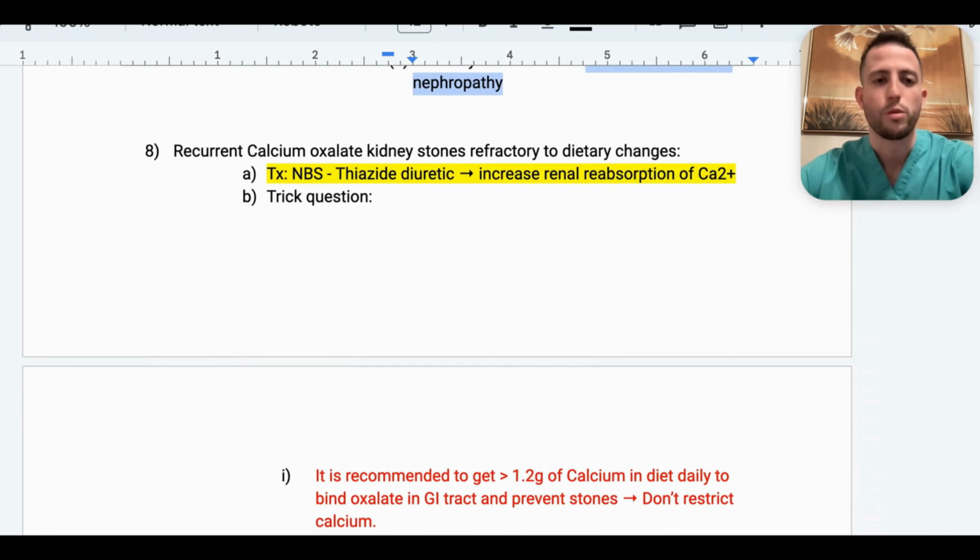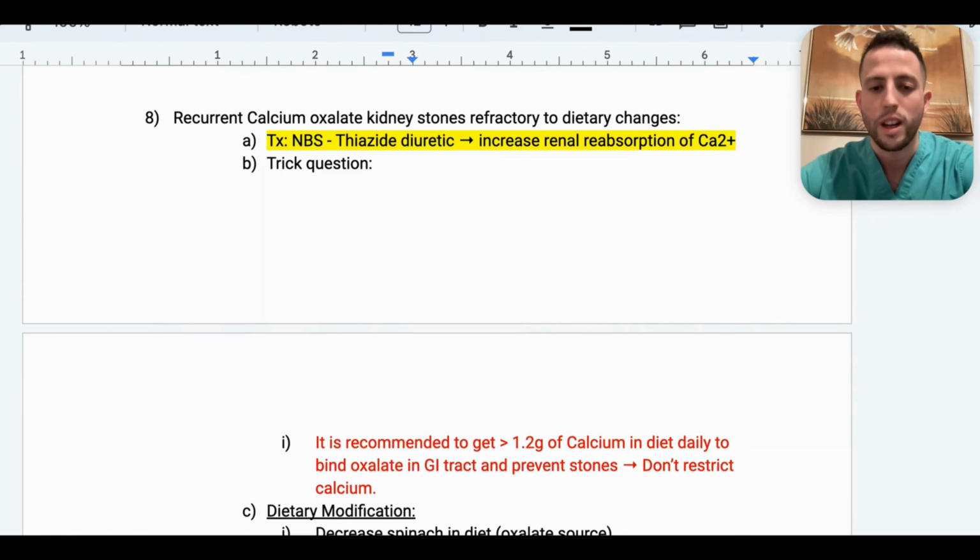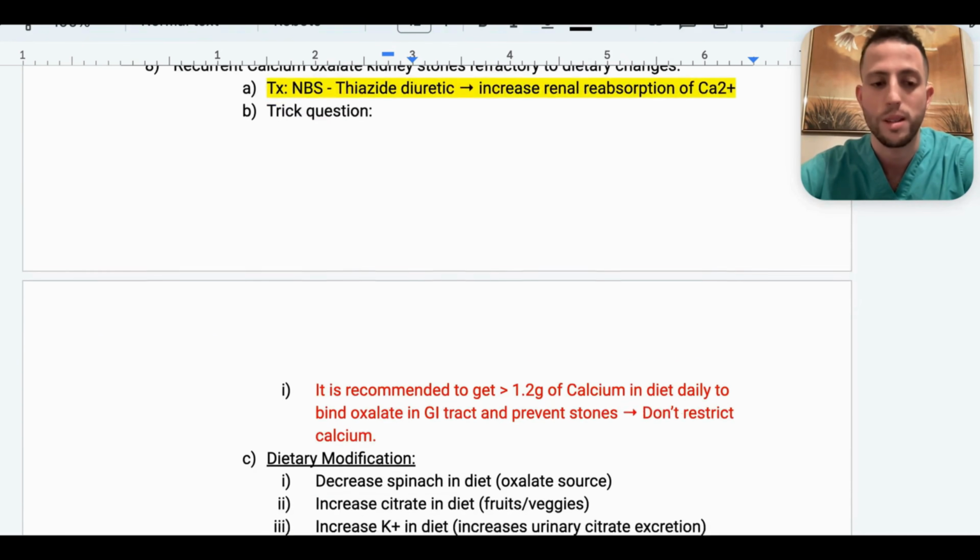Number 8, recurrent calcium oxalate kidney stones refractory to dietary changes. What's your treatment? Well, the next best step is going to be to start a thiazide diuretic. This increases renal reabsorption of calcium. A trick question: it is recommended to actually get over 1.2 grams of calcium in your diet daily to bind oxalate in the GI tract and prevent stones. So you don't want to restrict calcium in these patients even though they have calcium oxalate stones. So make sure they get adequate PO intake of calcium.